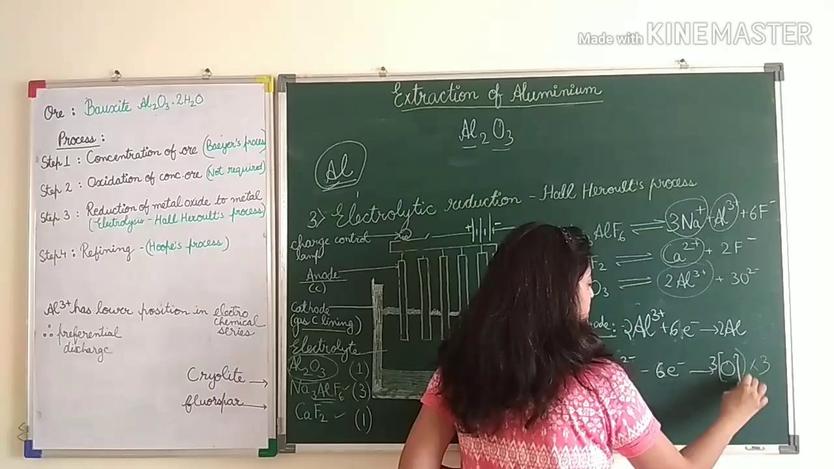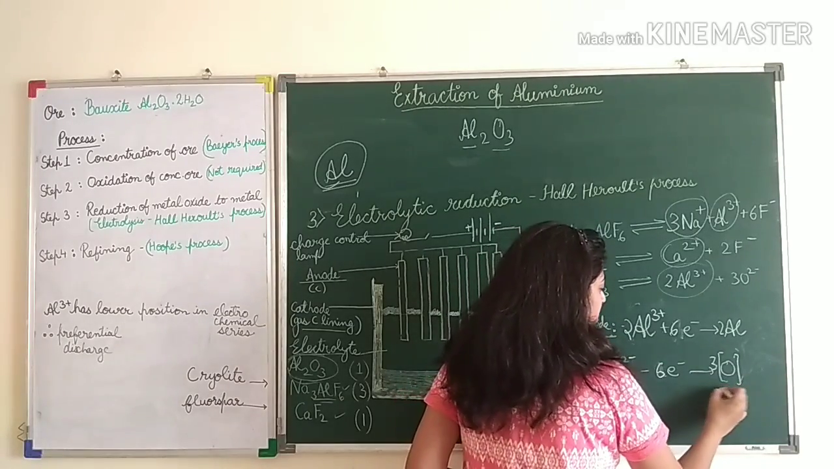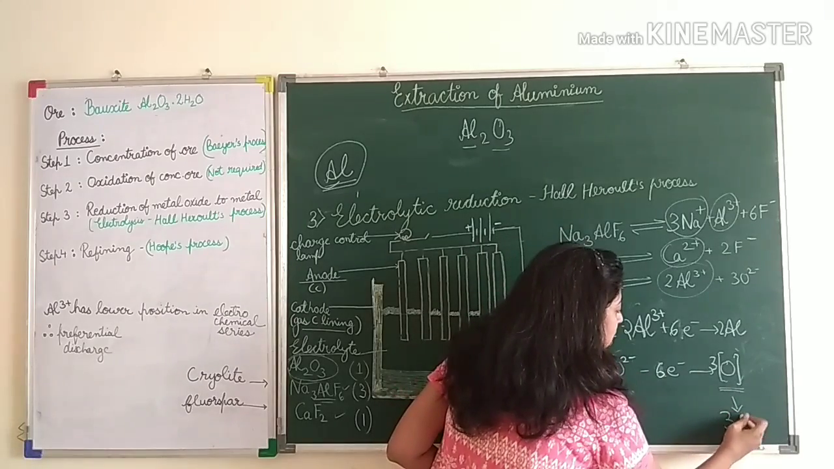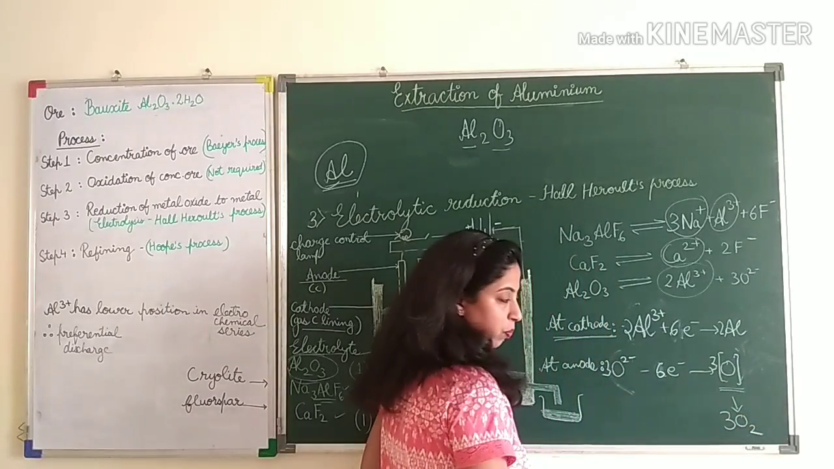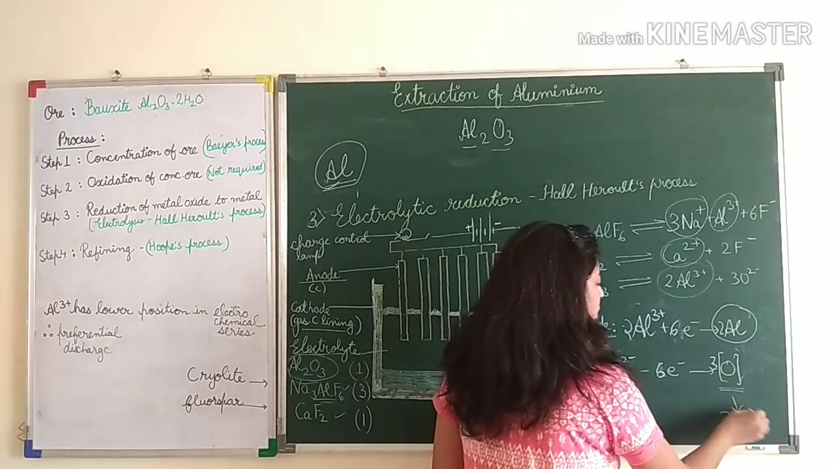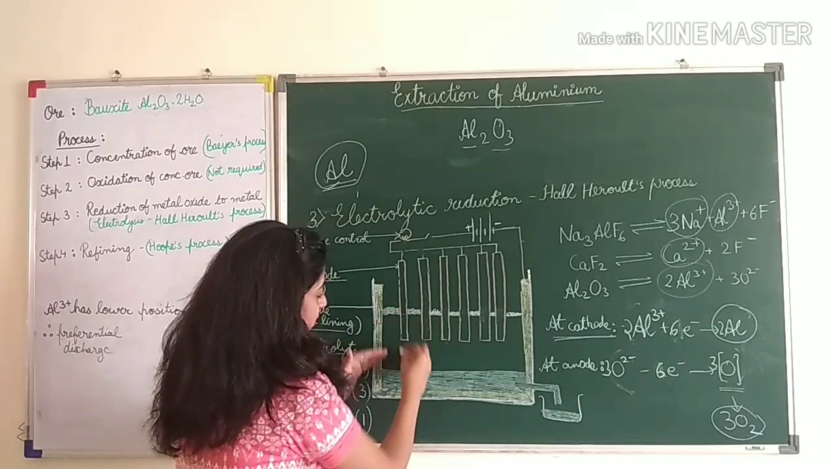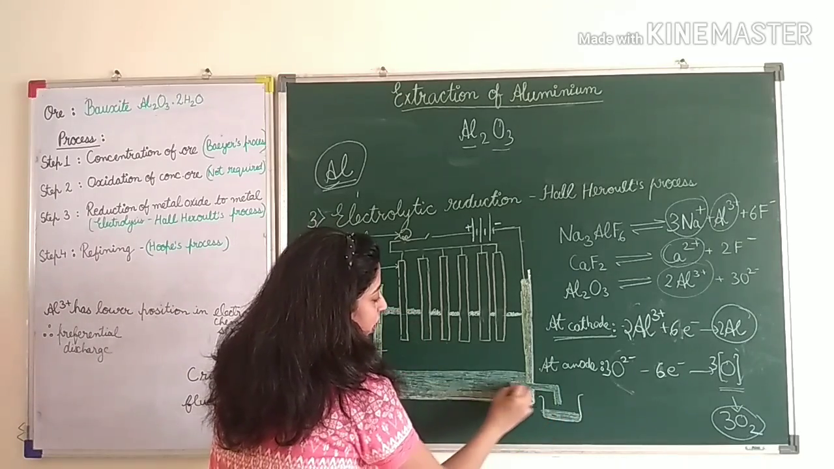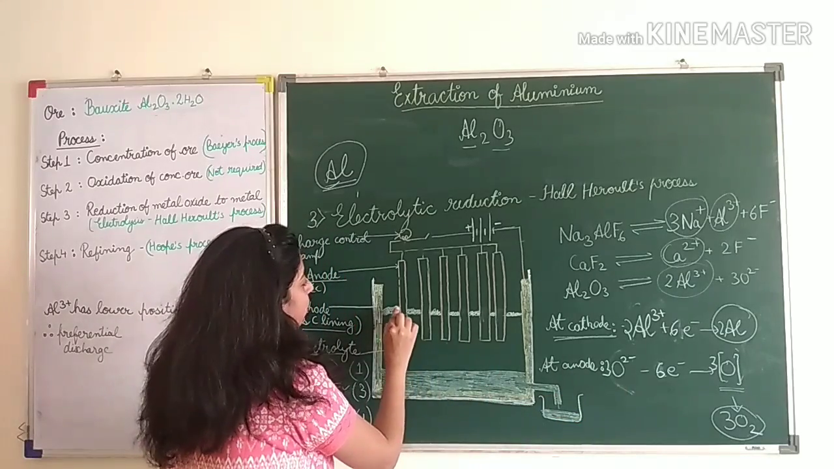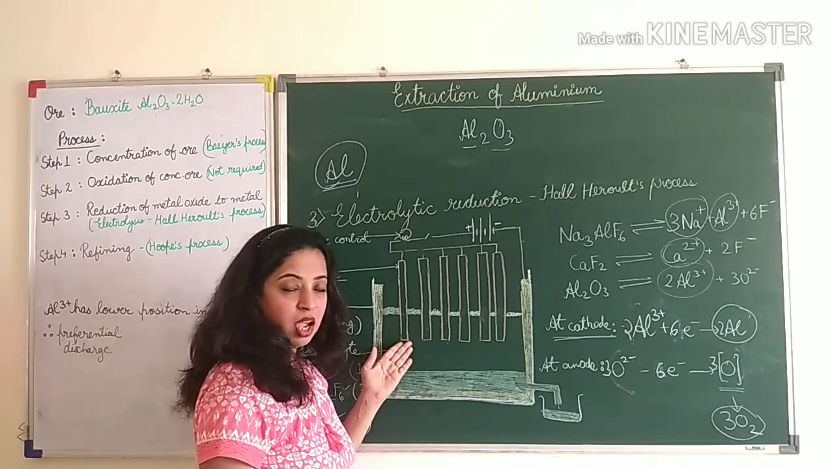So this is our nascent oxygen. Two of such reactions will happen and 3 O will make it 3 O2. So at the cathode you get aluminium, at the anode you get oxygen gas. Aluminium being heavier will settle down and will be taken out from here. Your oxygen will be getting discharged here. As the reaction keeps on happening, we will have to displace the carbon rods.